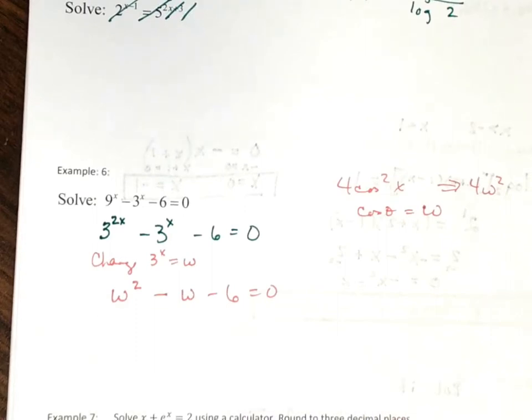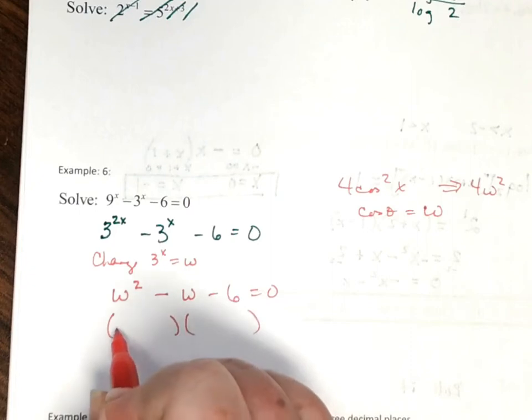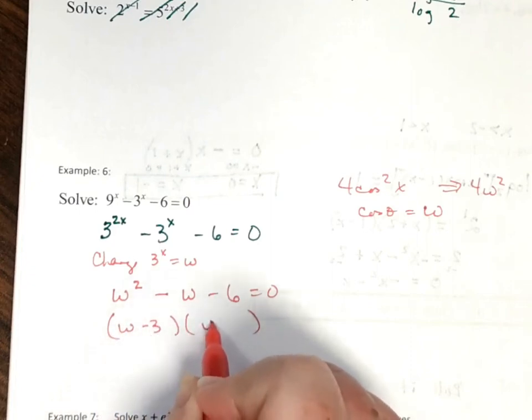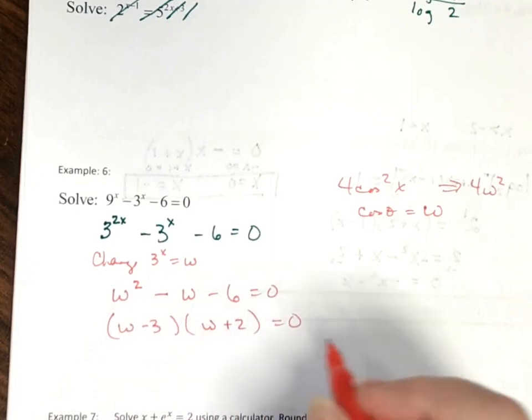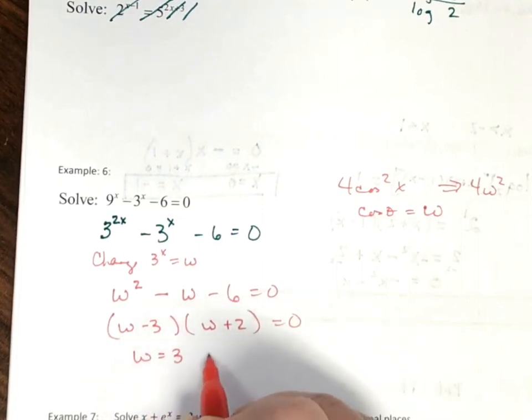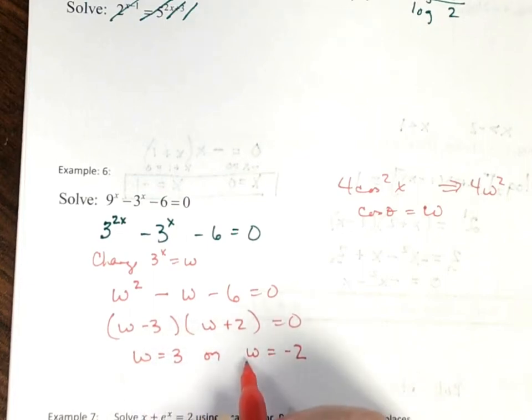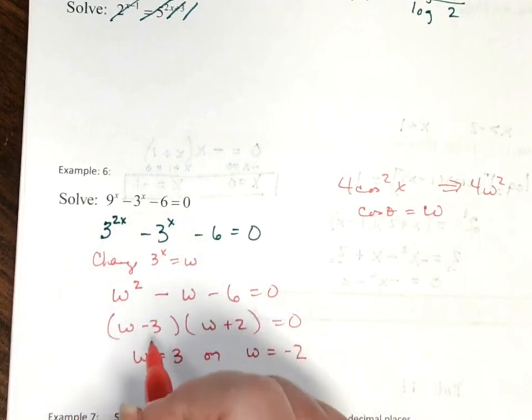Now I have a quadratic, and I have a quadratic that I can simply factor. w minus 3 times w plus 2. Remember factoring, just go back and practice that. Which means that w could be 3 or w could equal negative 2. But I have not solved the problem. I solved for w. I didn't solve for x. x was in the original problem.